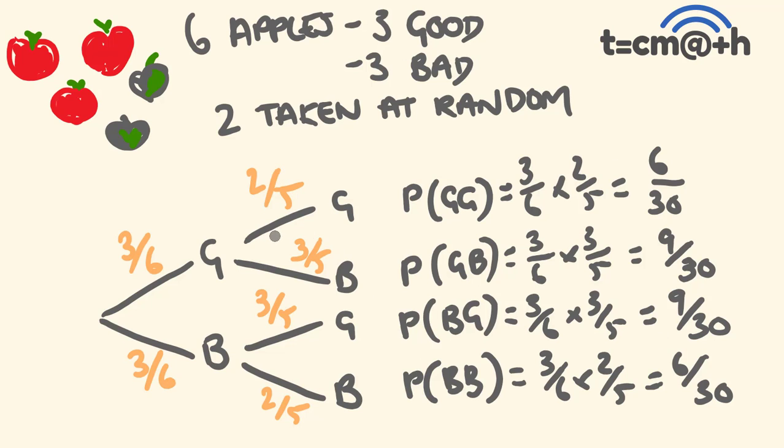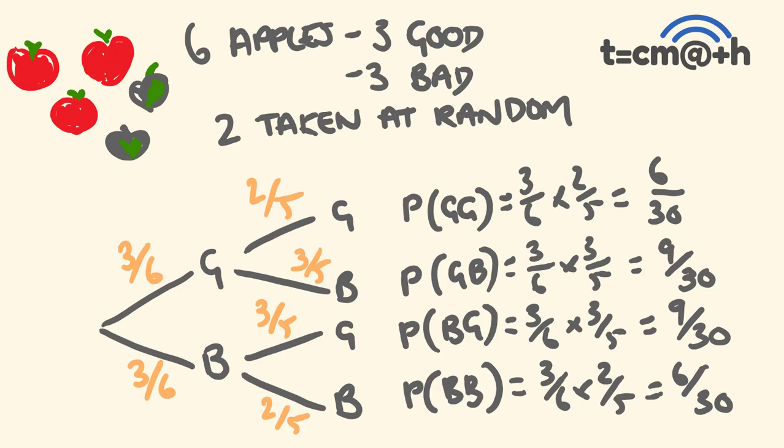Now, if I was to say once again, what's the probability of getting a good apple and a bad apple? You might say, okay, in any order, we could add these two together. 9 out of 30 plus 9 out of 30 would give us an 18 out of 30 probability of getting a good apple and a bad apple. Anyway, look, hopefully you found this of some use. That's the product and addition rules, multiple probability events there.